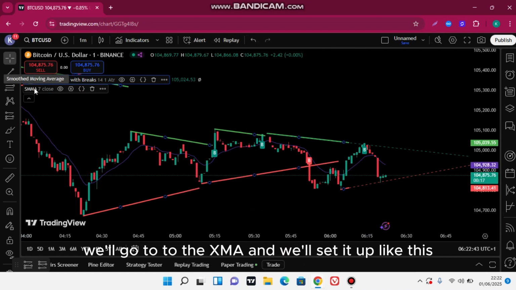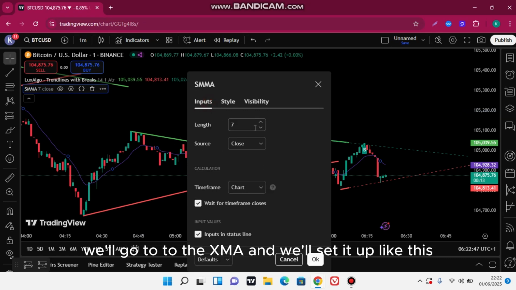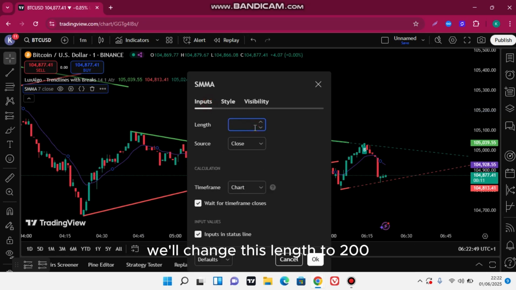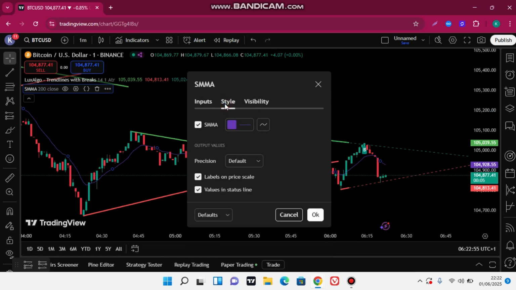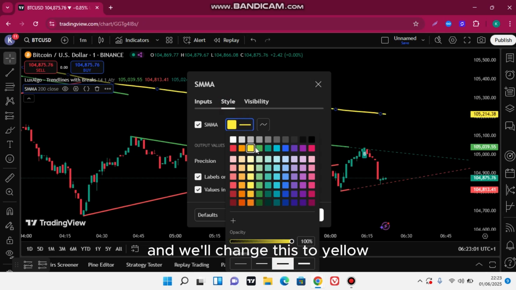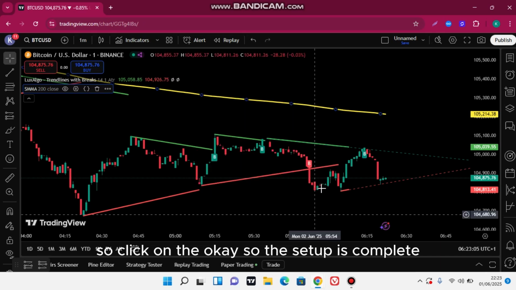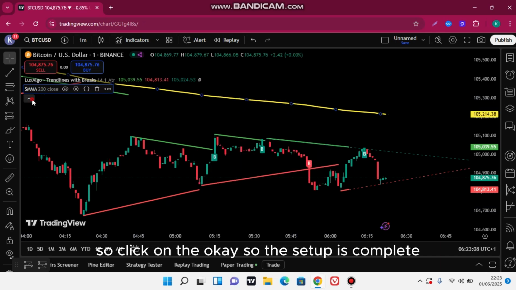We'll go to the SMA and we'll set it up like this. We'll change this length to 200 to get the big picture of the market. Then we'll make this bold and we'll change this to yellow. So click on the OK. So the setup is complete.